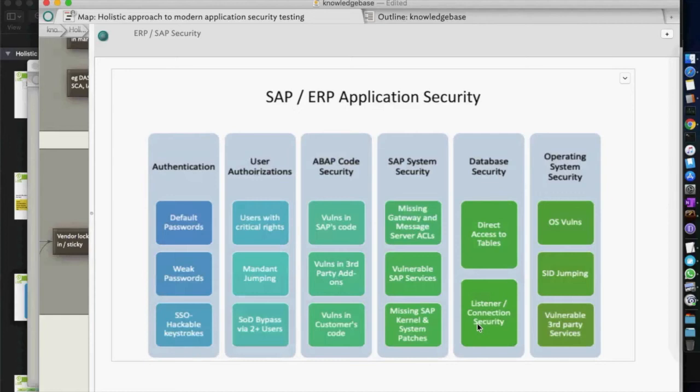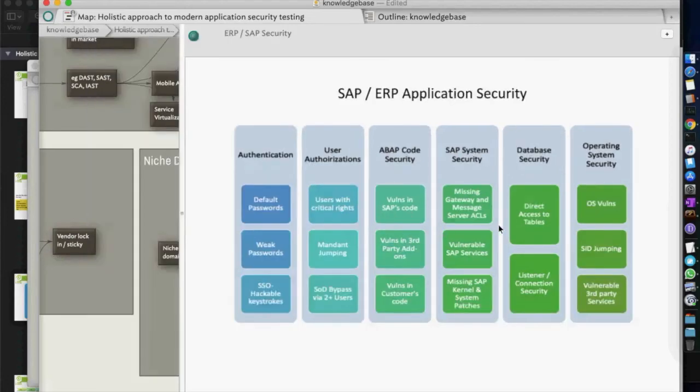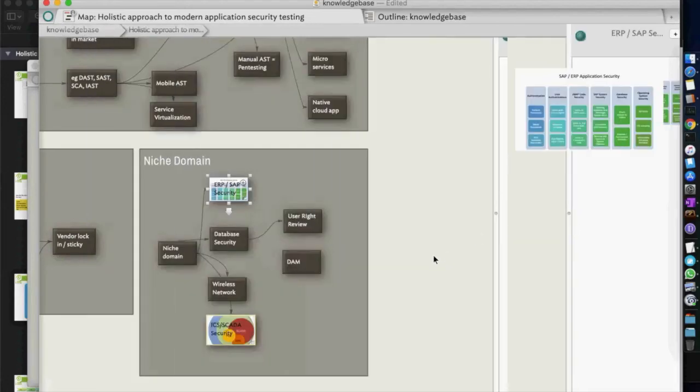That is very specific to the database software we're talking about. And then of course, the unique thing about that is the ABAP code security. It is really specific, unique to SAP. So at the same time, for SAP system security, you have your own really niche domain scanner specifically for the ERP we are talking about.